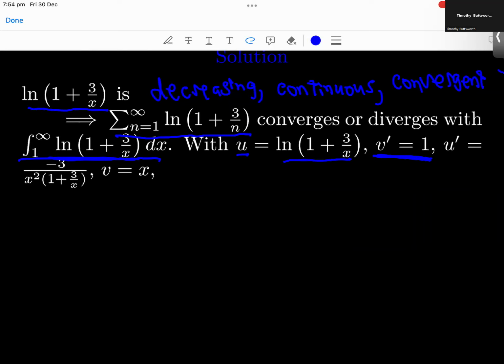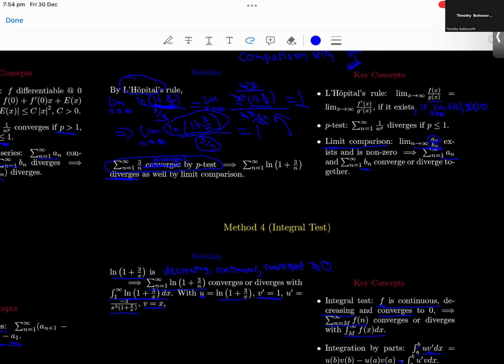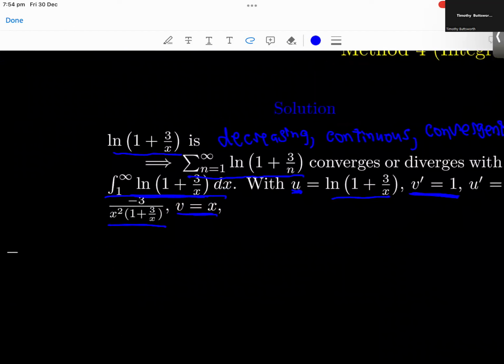Well, if v dash is equal to 1, that means we can say that v is going to be equal to x. And if u is equal to the natural logarithm of 1 plus 3 divided by x, that means the derivative of u, which we've already computed back up here, is equal to minus 3 divided by x squared times 1 plus 3 divided by x. Well, we're now in a position to do our integration by parts, so let's get on with it.